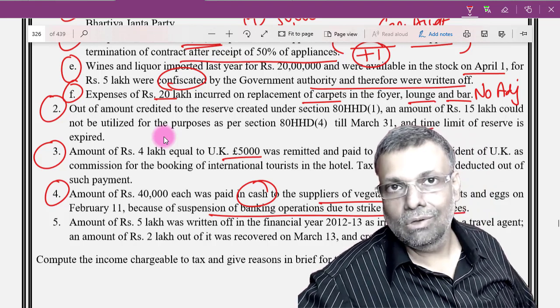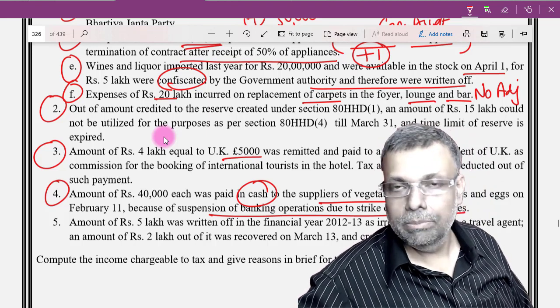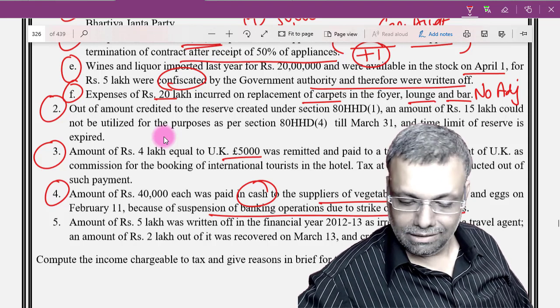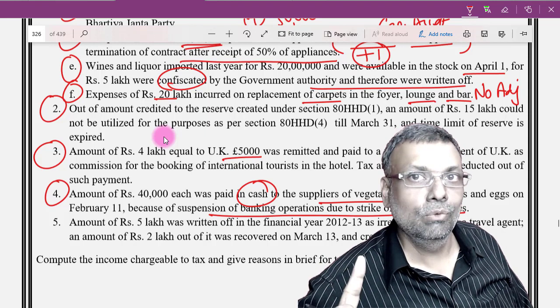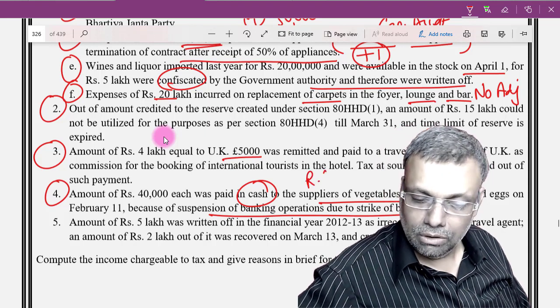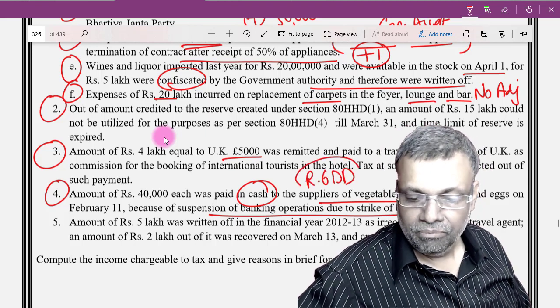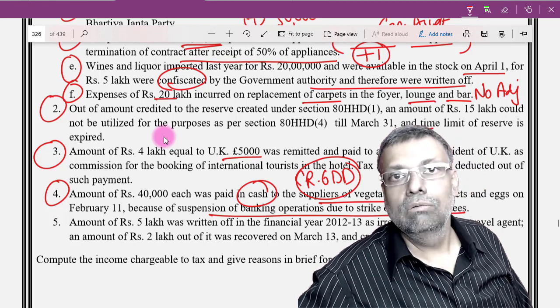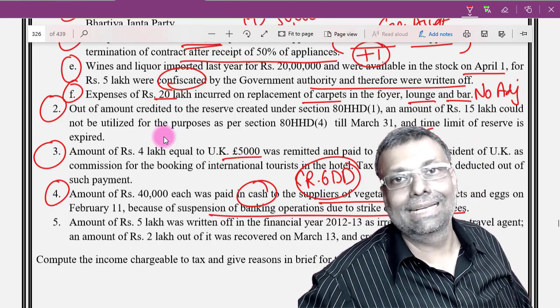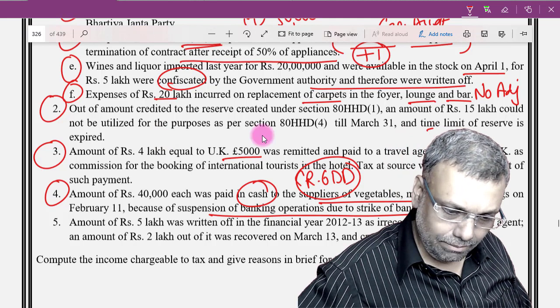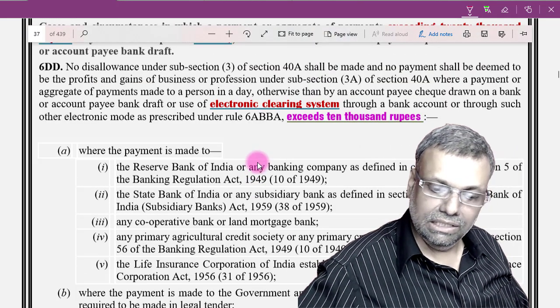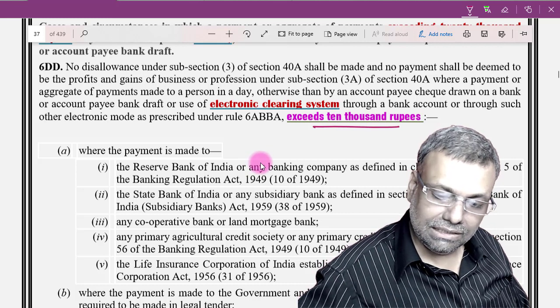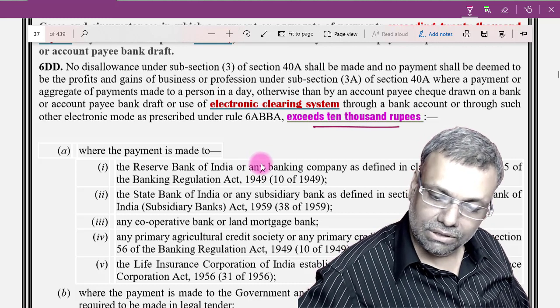Now see, this is already paid in cash. Aggregate payment per day to one person. That is clearly not printed in the question, but that we should always assume and keep in our back memory if you want to disallow. However, there is one rule 6DD. Now this rule 6DD always gives some exceptions to those cash transactions. And I think that particular rule 6DD, I've already given it to you also. See rule 6DD, where the monies exceed 10,000 and these are all exceptions.